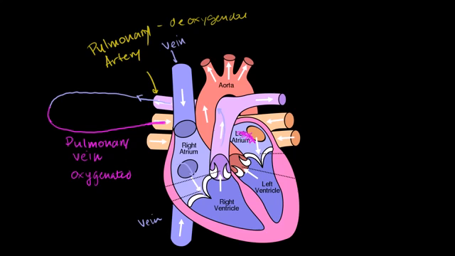Now, in the left ventricle, after it's done pumping, it expands, and so that oxygenated blood flows into the left ventricle. The ventricles are what do all the pumping. It squeezes, and then it pumps the blood into the aorta.